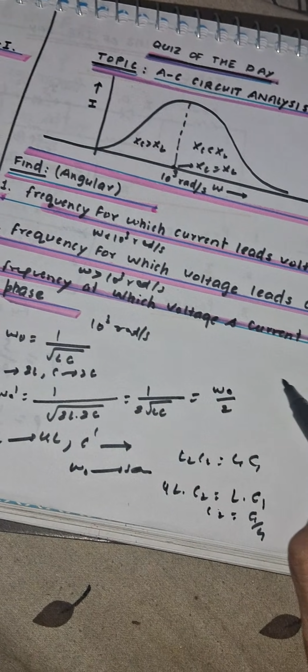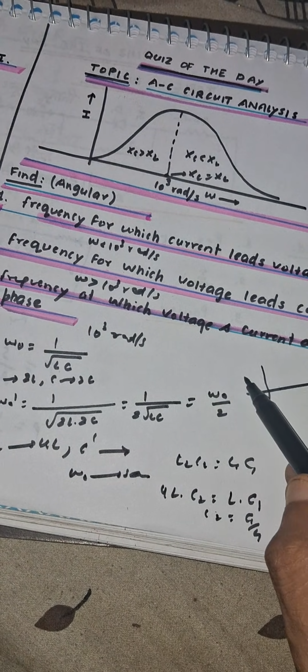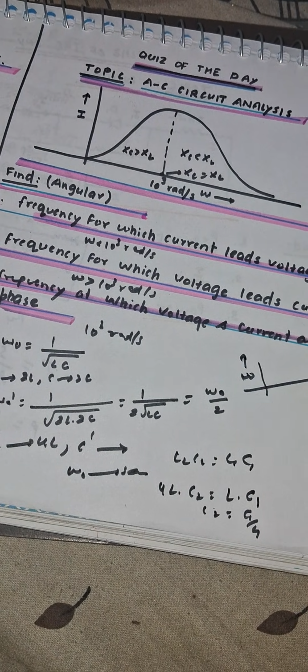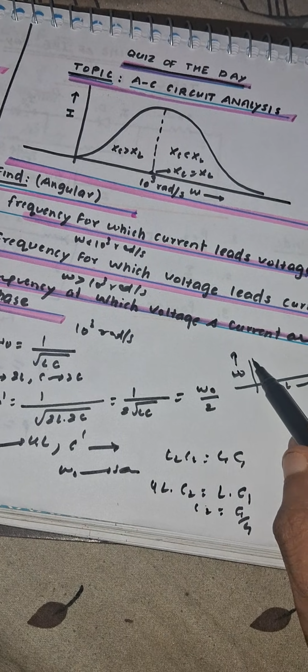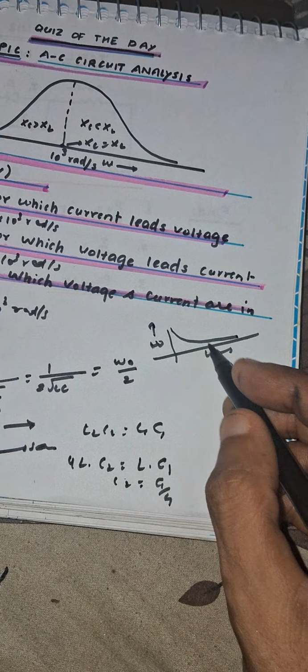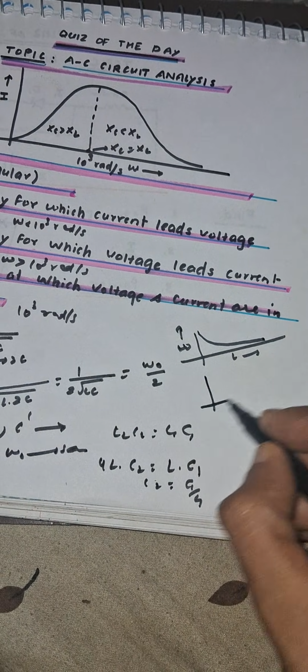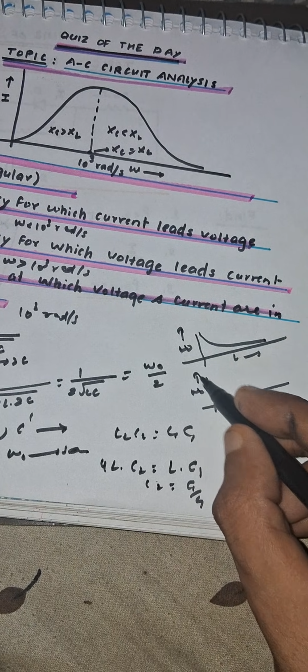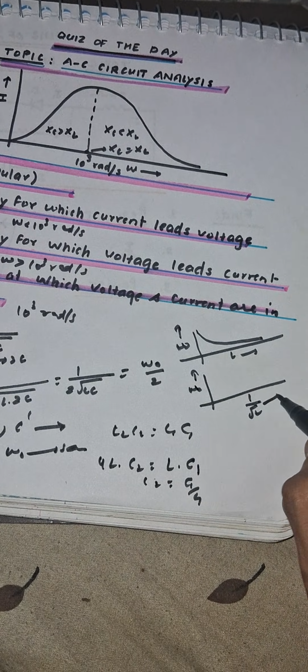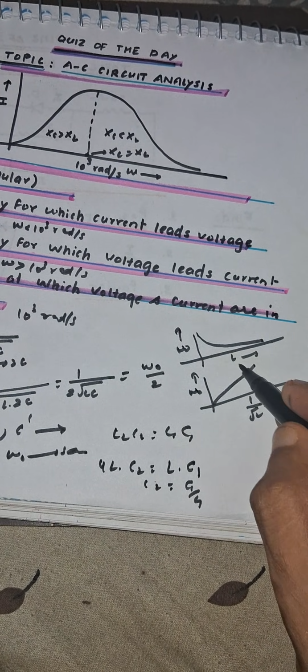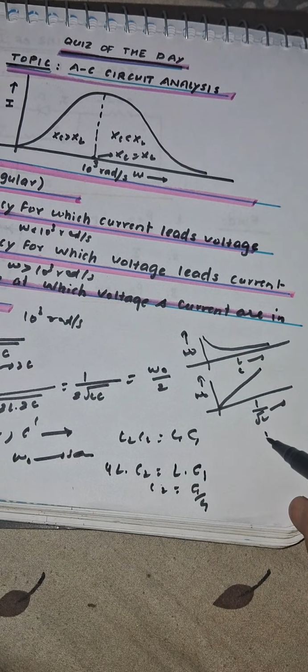Now there are some interesting questions, applications of this. Suppose somebody asks you what is the graph of omega naught versus L. It will be like this, having a shape like a rectangular hyperbola. However, if you draw the graph between omega naught versus 1 by root L, that will be a straight line. Similarly for C and 1 by root C, the graphs will be like that. So this is the analysis of the circuit.